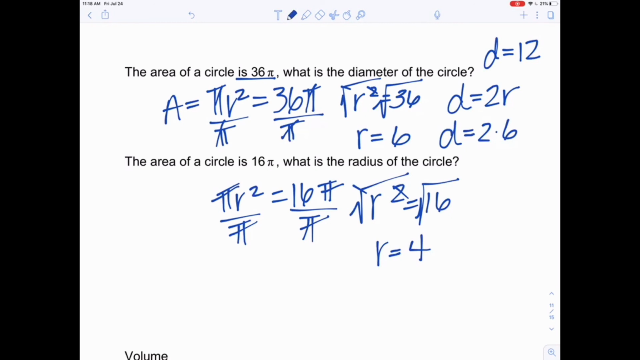So these are kind of some questions to get you warmed up with area and circumference and all that stuff. You're going to see some more challenging questions in the quiz, but at the end of the day, it's the same thing. You're still using the same process. And I'll offer you some more challenging questions later on also.